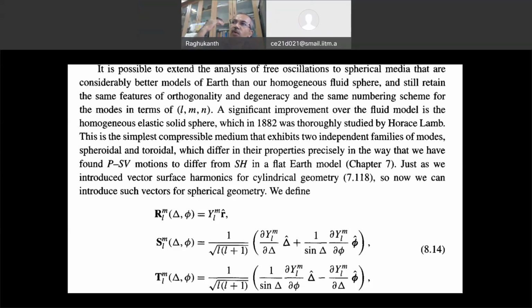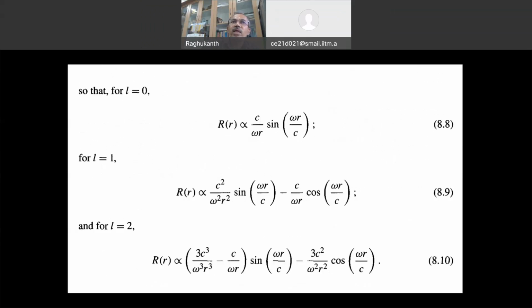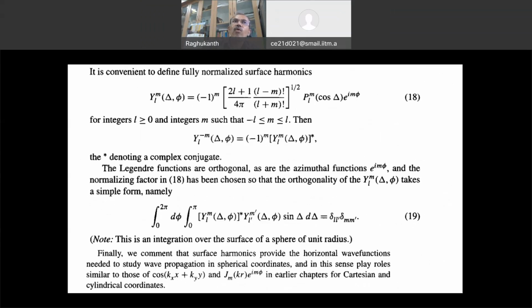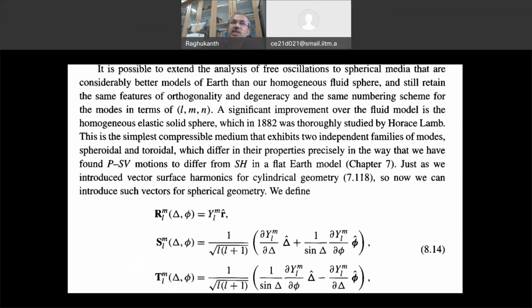But now for fluids, you have only one surface harmonic, because only one pressure is there and everywhere the pressure is the same, so you had only Ylm. But when it is a solid sphere, because you have shear stresses, you will have surface vector harmonics, that is R, S, and then T. These are all vectors you will have here, and the spherical harmonics can be derived in terms of these.